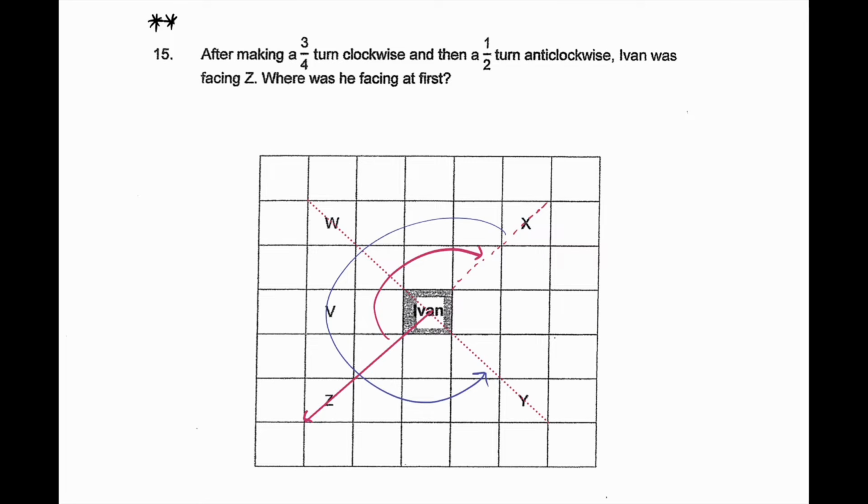So basically, when they tell you they are making such turns, and this is what he's facing after that, so where was he facing at first? You just do the reverse. So what do I mean by that? Start from working backwards, right? Start working backwards. So facing Z in the end.